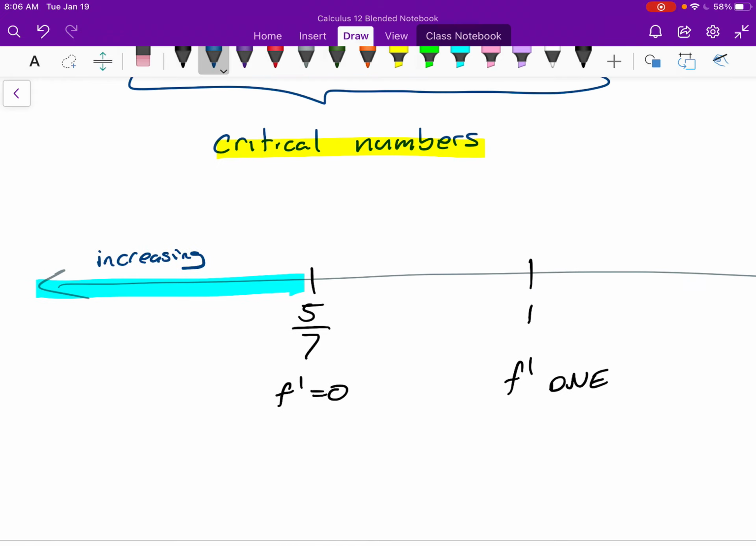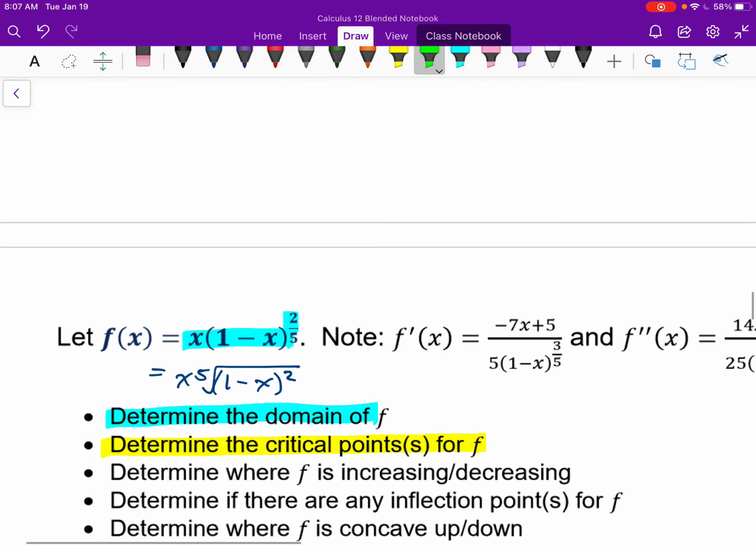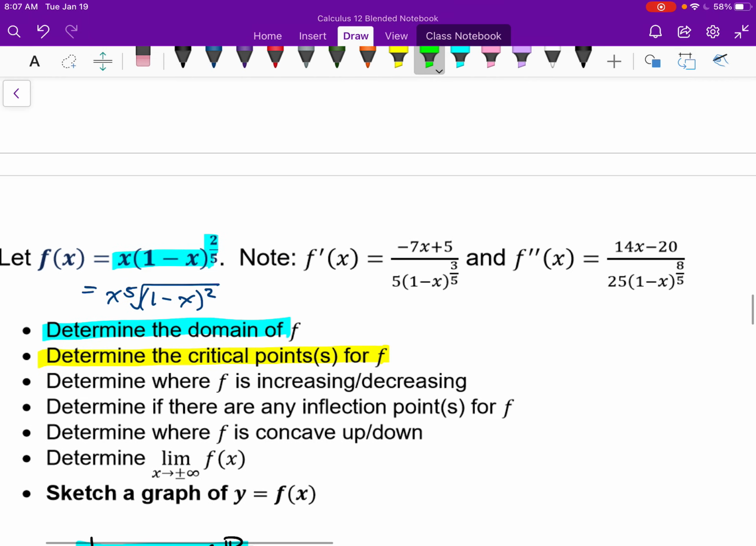And again, I didn't actually evaluate what it was. Is it positive or negative? So next, let me look at this region right here, between 5/7 and 1. Again, I can do whatever I want. I'll pick 6/7.